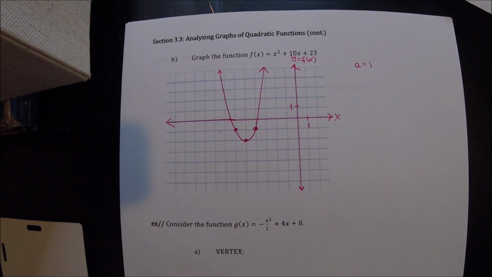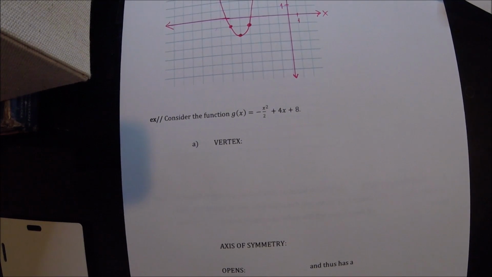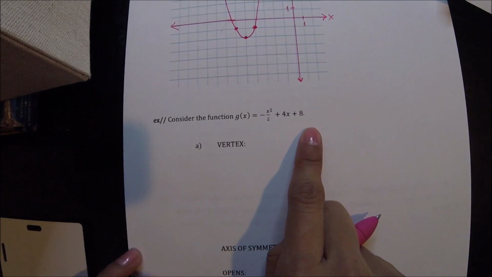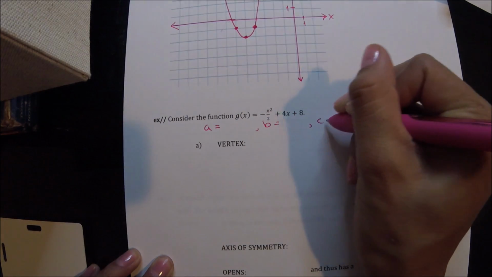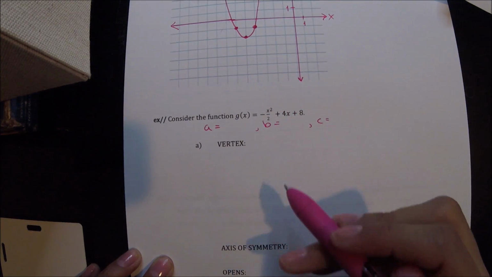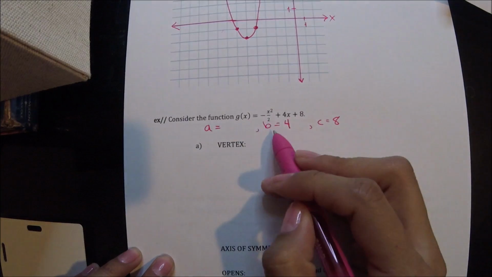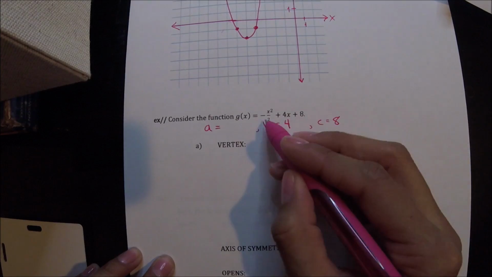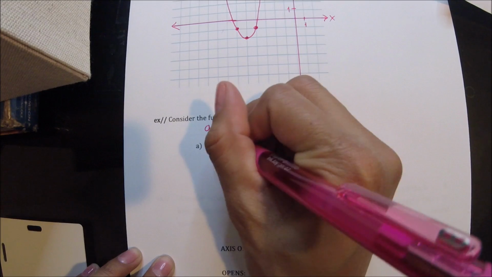Okay, and let's do one more of this form. G of x equals -x² over 2 plus 4x plus 8. So let's write down a, b, and c. B and c are easier. What's b? 4, c is 8. And then for a, remember it's always the number that's in front of the x squared, so really you could think of this as being -1/2. So in this case, a is less than 0.